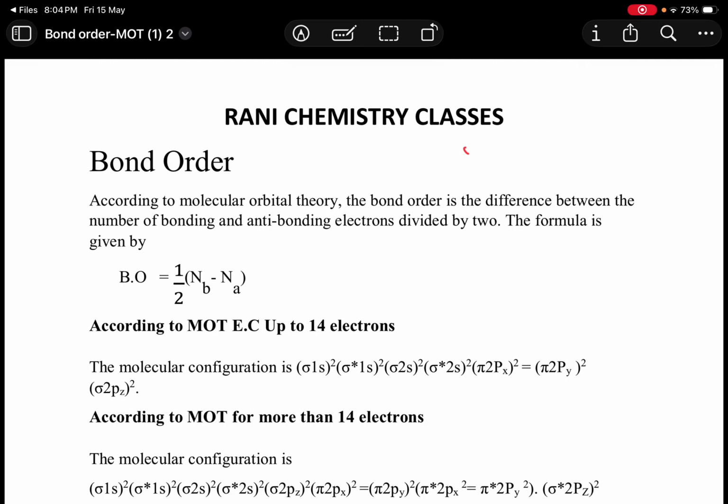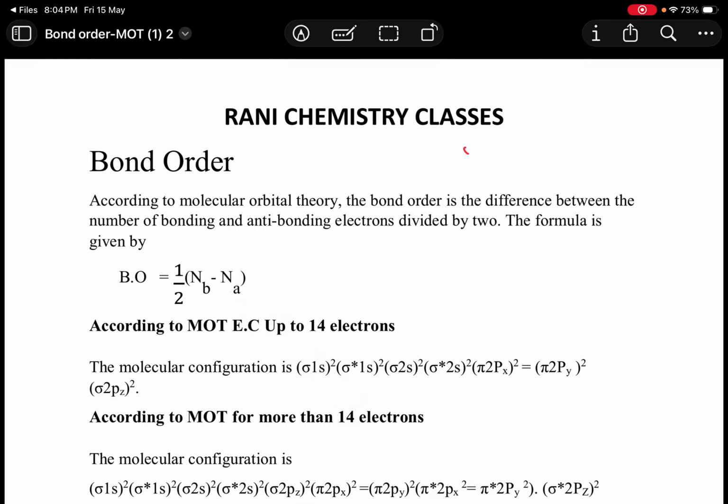In this video, I am going to discuss what bond order is, how bond order is calculated, and some examples and a shortcut method for the calculation of bond order. According to molecular orbital theory, bond order is the difference between the number of bonding electrons and antibonding electrons divided by 2. This is given by bond order equal to number of bonding electrons minus antibonding electrons, by 2.